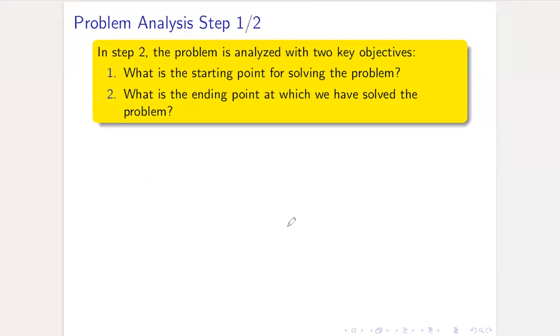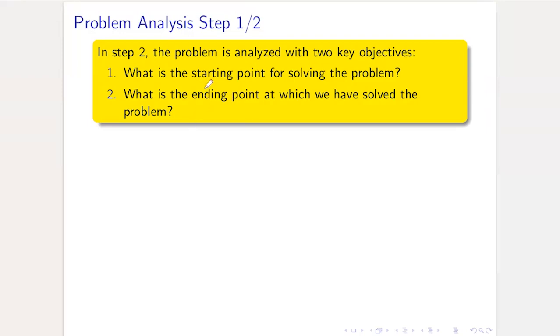So the step 2 we discussed, the analysis step. There are 2 key objectives. The first one is, what is the starting point to solve the problem? This is always very important, where to start. And then the other very important point, how do we know we have solved the problem? That is the ending point.